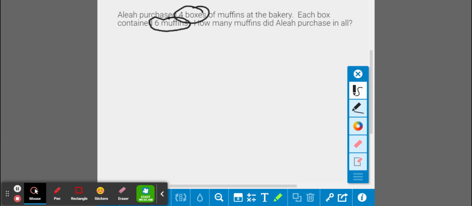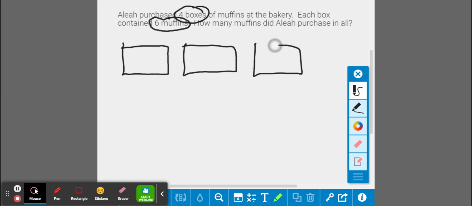Okay, so we're going to first start with our 4 boxes here. That's our groups. So I'm just going to simply draw out 4 boxes. 1, 2, 3, and 4. So I have 4 groups of things here. That's where my 4 boxes comes from. Now in each box, we know they contain 6 muffins.